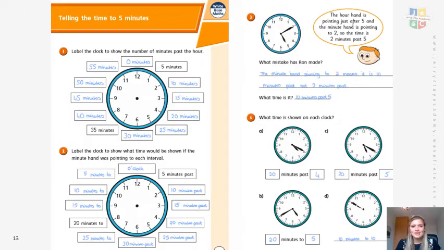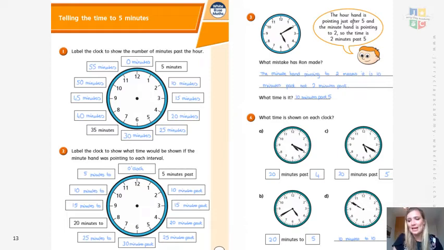Okay, so these are the answers for the questions that you'll have had a go at doing on Seesaw. Questions 1 and 2 should be fairly straightforward because we've done lots of work on those. Question 3, you need to identify the mistake. Now, Ron is saying that the time is 2 minutes past 5. However, when we look at it, remember the minute hand, even though it is on the 2, that doesn't mean it's 2 minutes past. Remember, there are 5 minutes between each number, so it's not 2 minutes past.